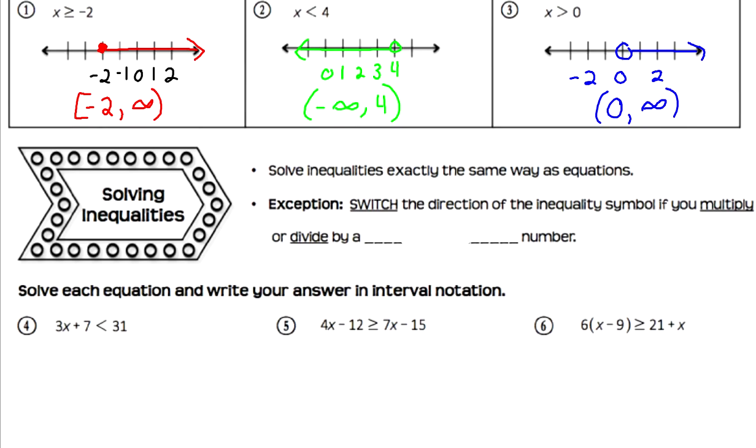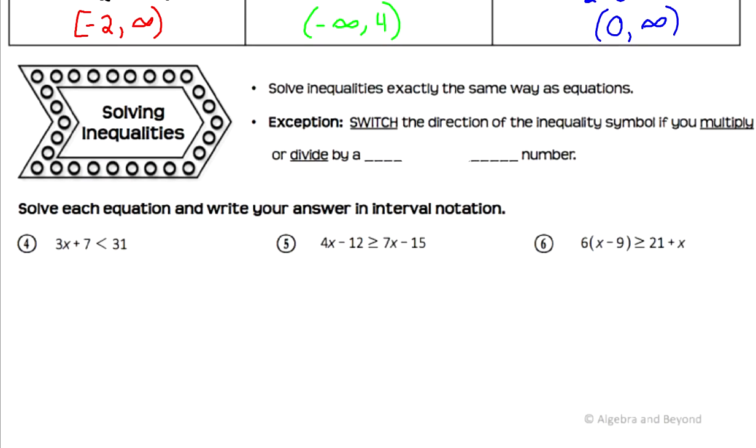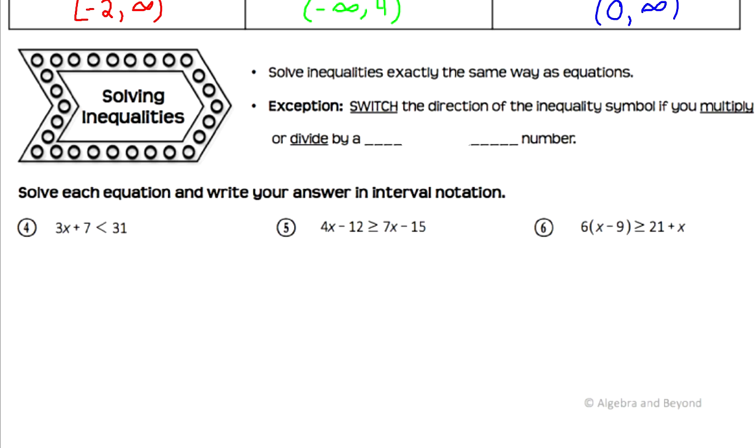Next, we're going to talk about solving inequalities. So we have a few things to remember. First of all, when we're solving inequalities, we solve them exactly the same way as equations, except, and this except is really important, we are going to switch the way the inequality is facing if we multiply or divide anywhere in our solving by a negative number.